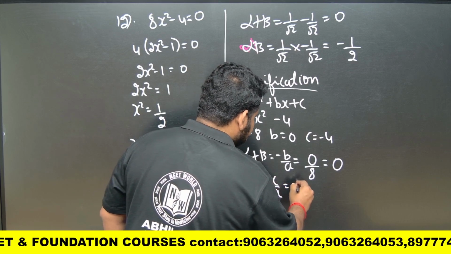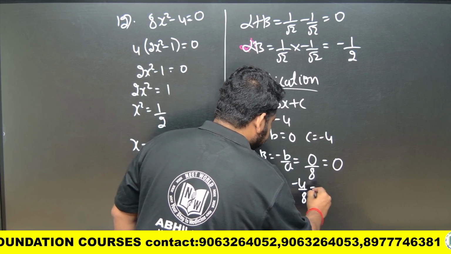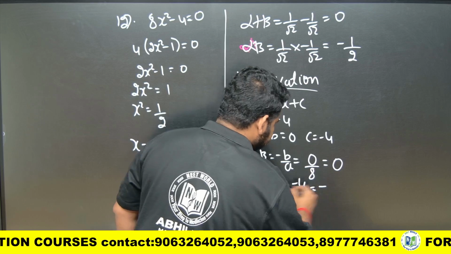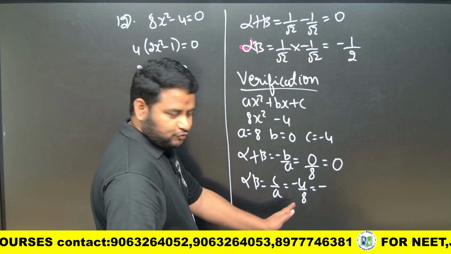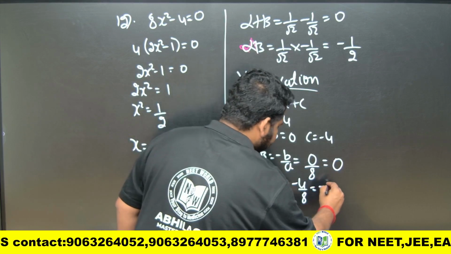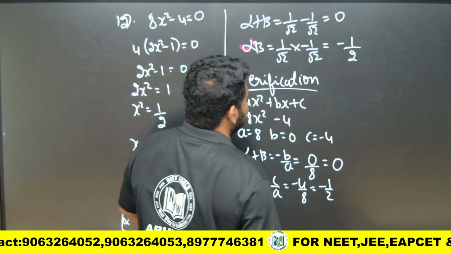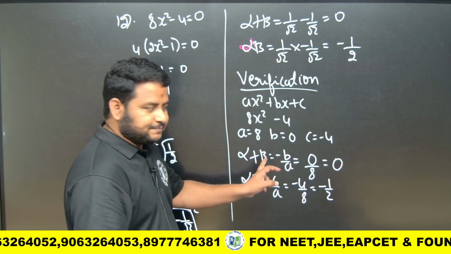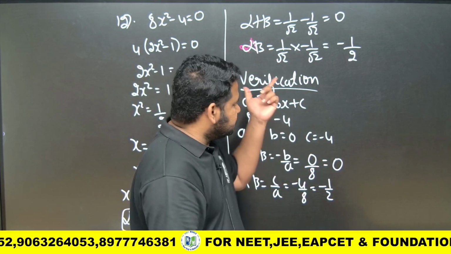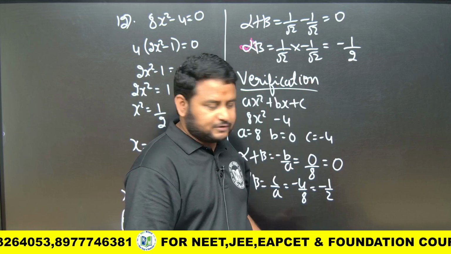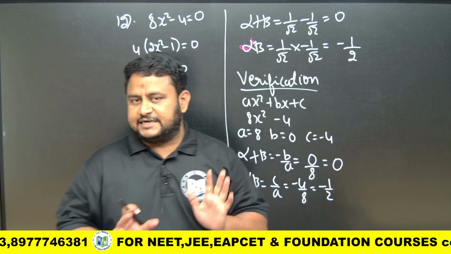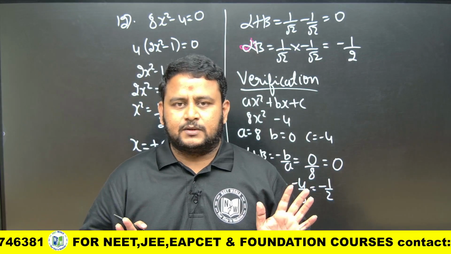c by a is what? Minus 4 by a, that is nothing but minus 4 by 8, that is, 4 ones are 4, 4 twos are 8, so this will be minus 1 by 2. So the sum of the zeros by the direct method and the formula method we got as 0. The product of the zeros by the direct method and the formula method we got as minus 1 by 2. So it is verified. Clear? I hope it is clear.